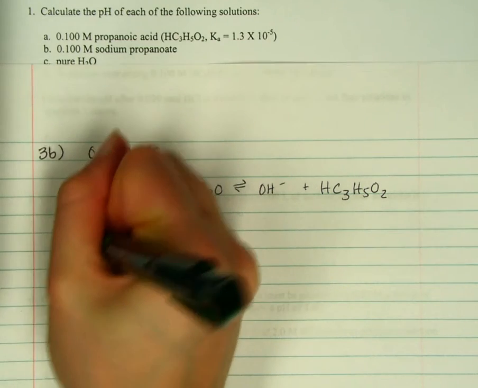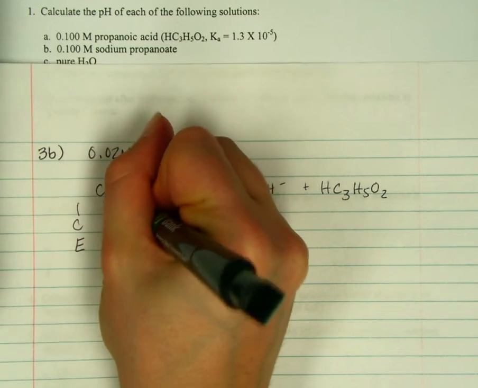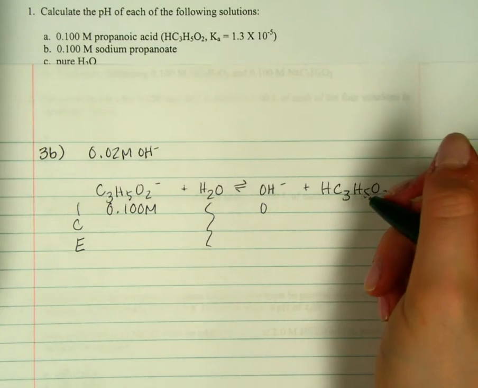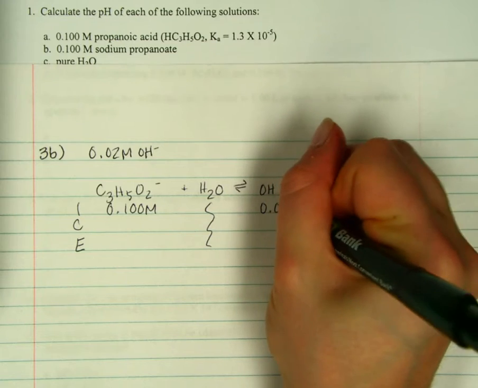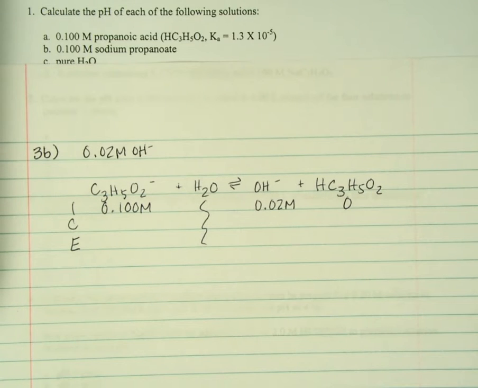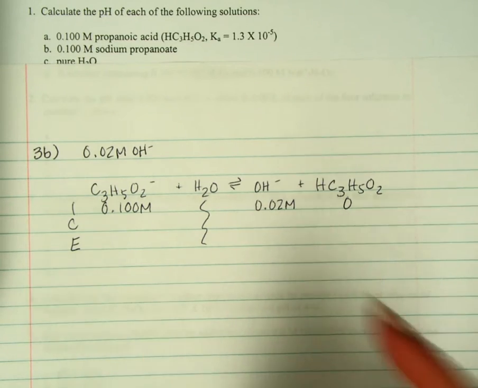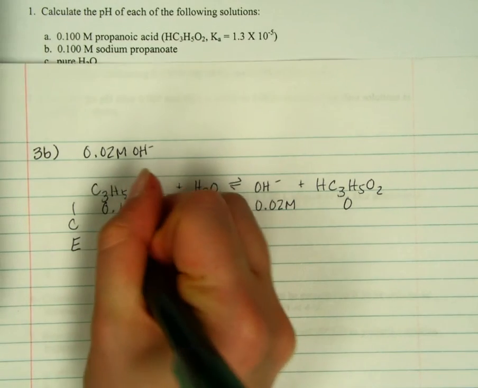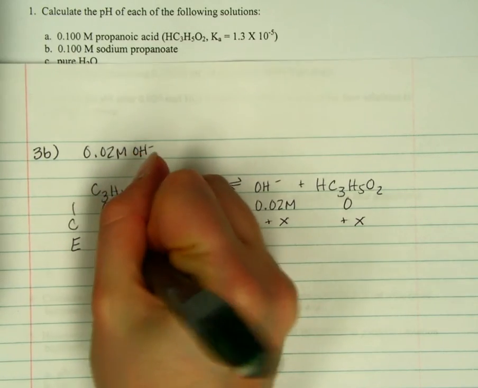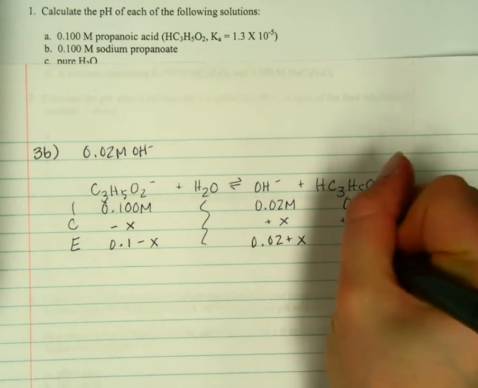So when I start my ICE, I know I start with 0.1 molar sodium propanoate. I don't want to worry about water. I don't have any OH to start. Oh wait, but I do. Sorry about that. I have 0.02. That's what I'm adding, but I don't have any of the propanoic acid. So when I do this, I'm assuming it has to go to the right because I don't have any of the propanoic acid to react, so I couldn't have a negative over here. So minus x, plus x, plus x. That gives me 0.1 minus x, 0.02 plus x, and x right here.